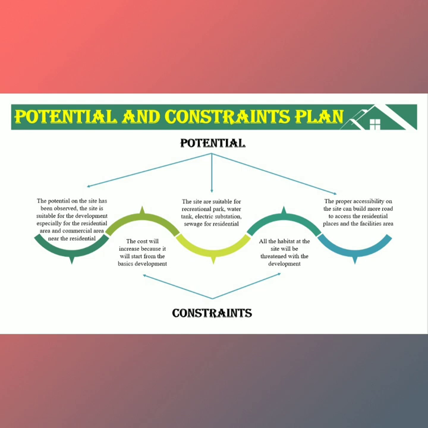Potential and constraints plan. There are 3 points for potential and 2 points for constraints. For potential, the potential on the site has been observed. The site is suitable for the development, especially for the residential area and commercial area near the residential. The site is suitable for recreational park, water tank, electric substation, and sewage for residential. The proper accessibility on the site can build more roads and access the residential place and the facilities area.